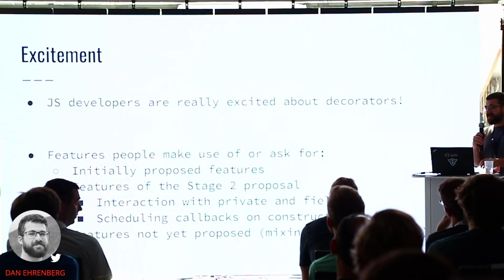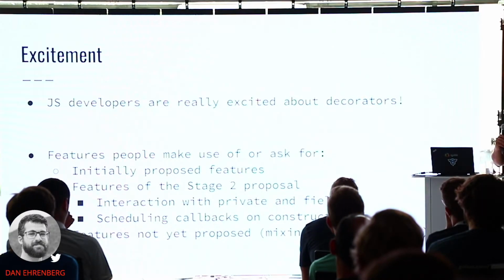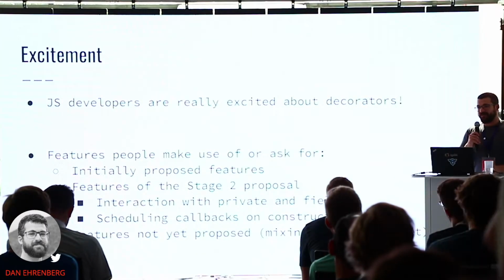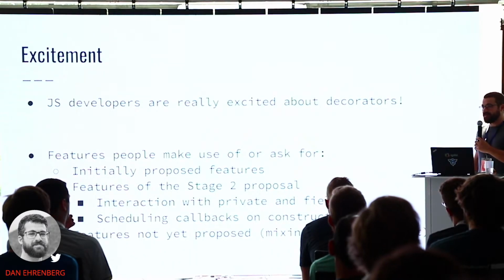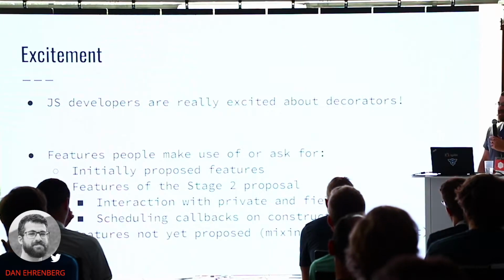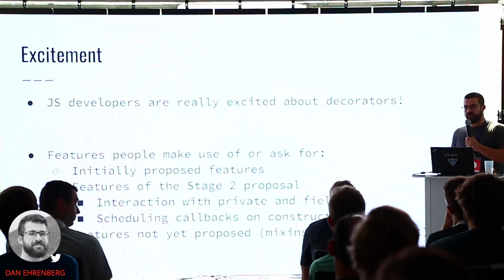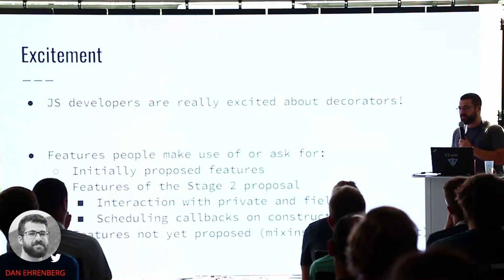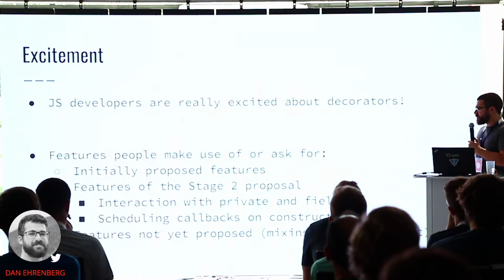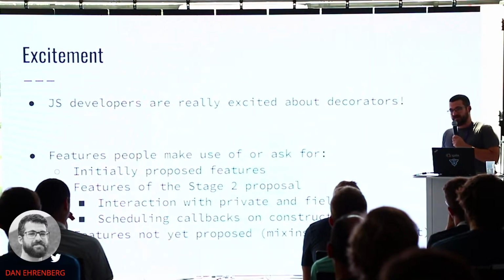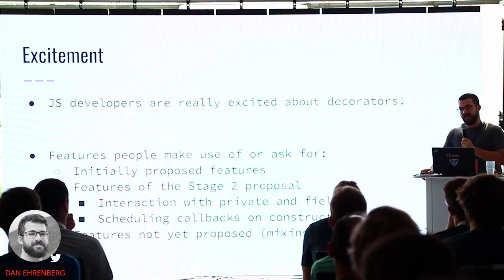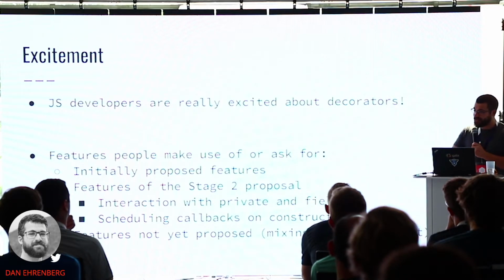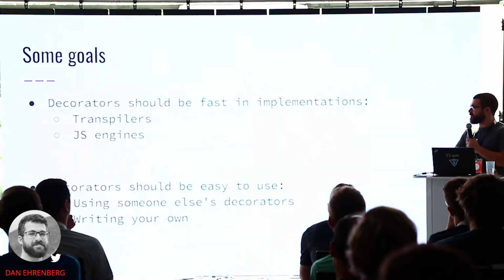we have a thread on the decorator repository about what features people need, and a lot of people are asking for the features from the initial proposal, but there are some other things that are desired, like better interaction with private fields, and scheduling certain callbacks in certain places, which we're adding to newer proposals. And there's also a lot of demand for decorators on things like functions and variable declarations, which is interesting, and not part of the initial or current proposal.